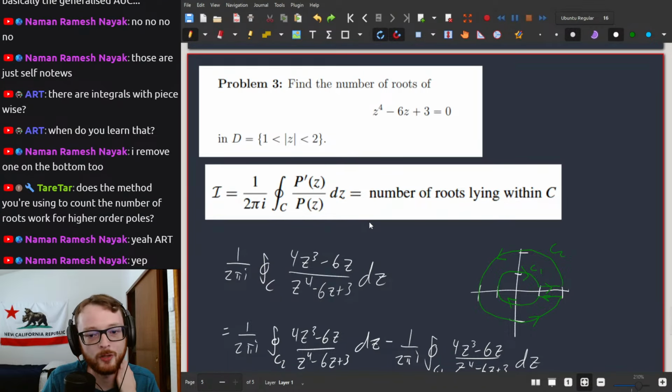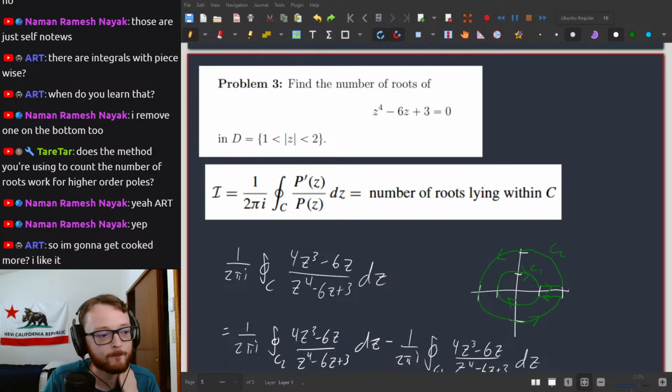That's a good question, Territar. From the phrasing of this, it sounds like no. Or like it won't count them properly. Like it would count a pole of order 2 only once from the sound of the phrasing. I don't actually know, though.